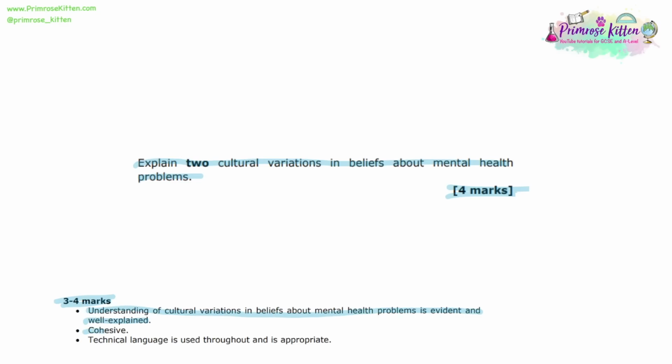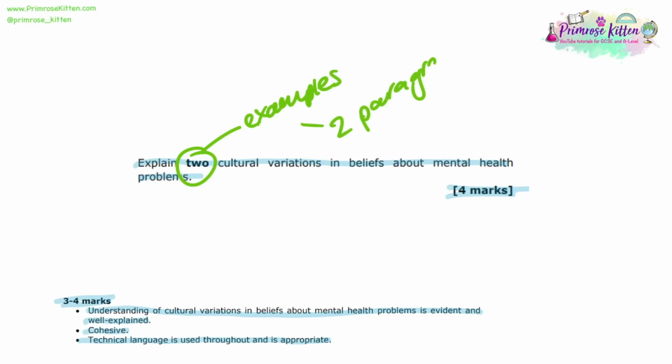The answer should be cohesive, so there should be a clear structure, and technical language should be used whenever possible. So it's important to pull out from the question that it's asking for 2 cultural variations. So 2 different examples showing how beliefs about mental health issues will differ across different cultures. Present each of these differences in a separate paragraph and make it really clear where you are addressing both parts of the question.